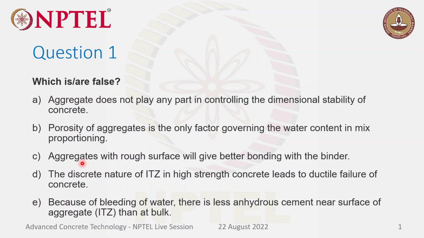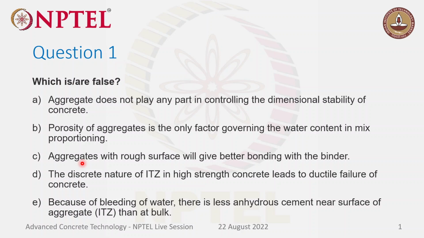Okay, let me move to the problem solving session for week 4 content. So this is the first question. This time I've not loaded the questions in the polls part, because most of the questions have multiple options and polls will not work for multiple options. So most of you have to type the answer in the chat box.